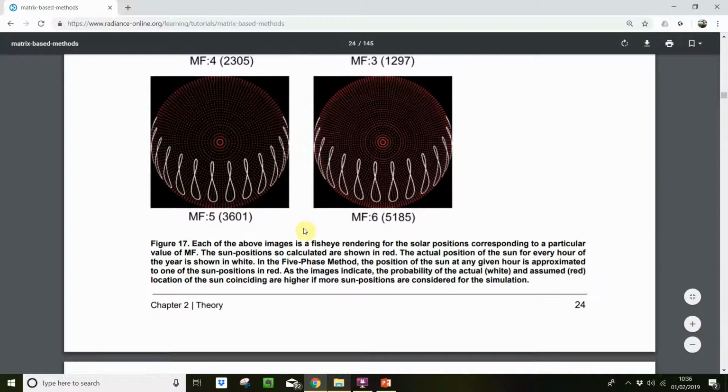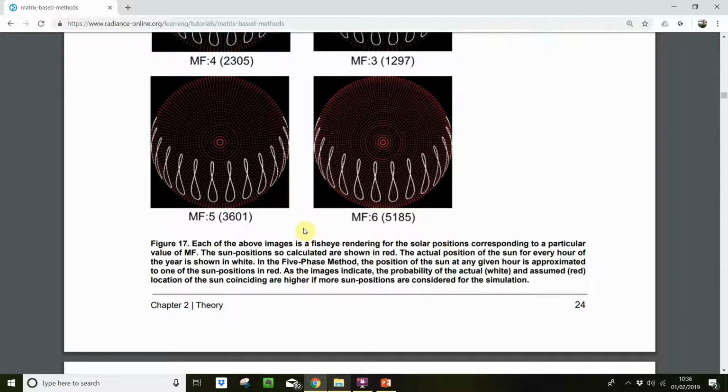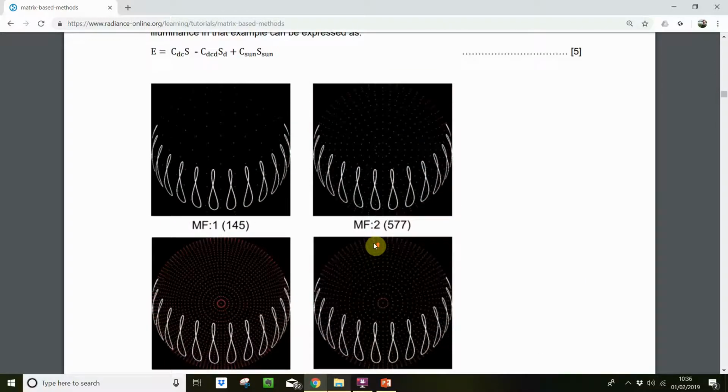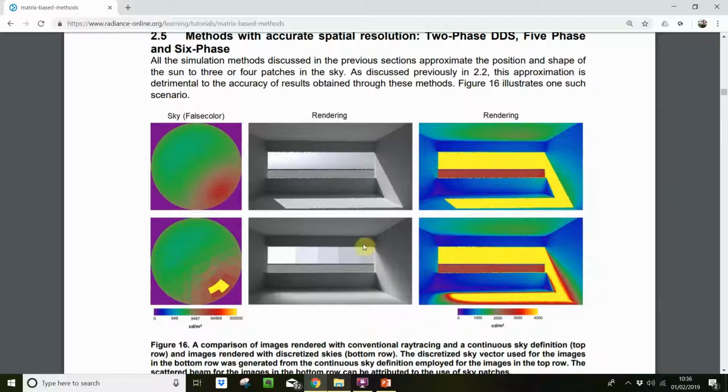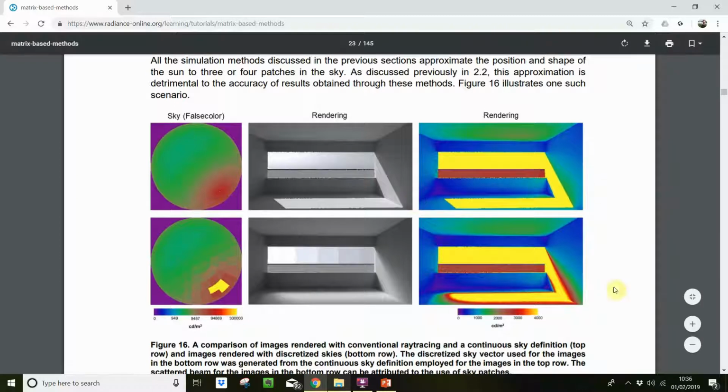The DDS 5 and 6 phase methods take this approach and apply it where you need it. It's showing you the comparative inaccuracy, because look, your sun should be that point source there, and that's what you should be getting.